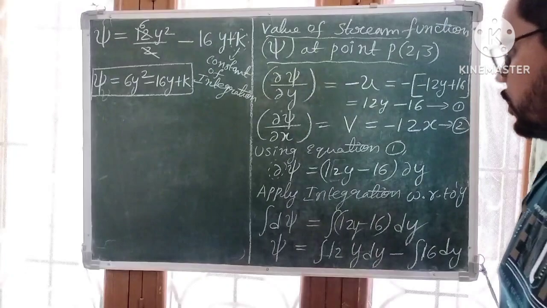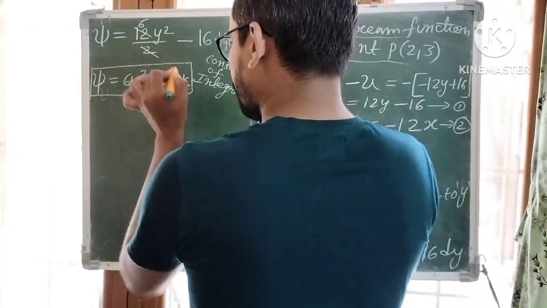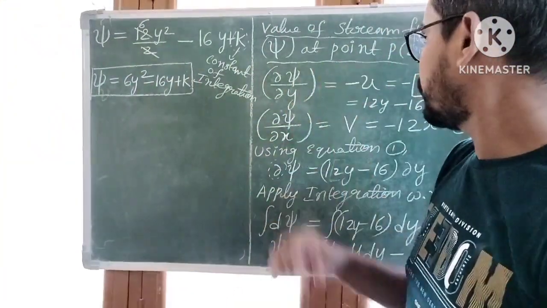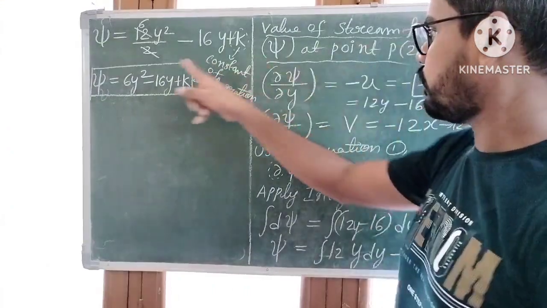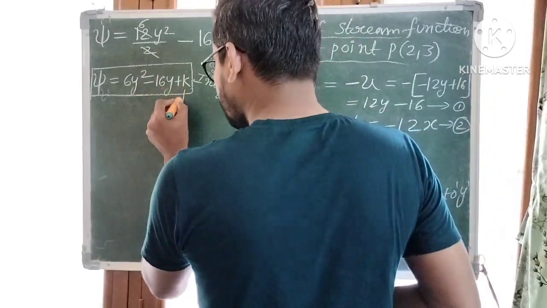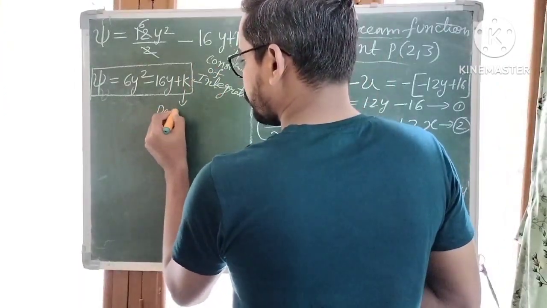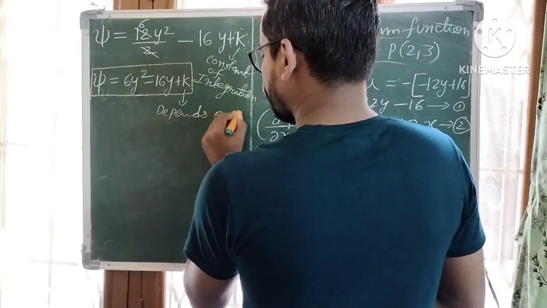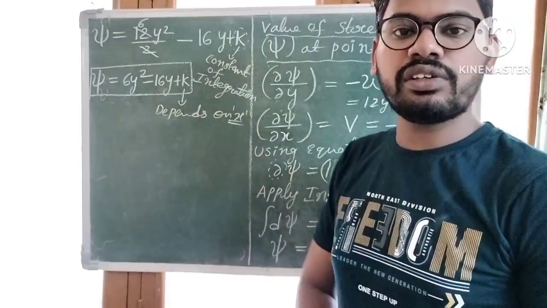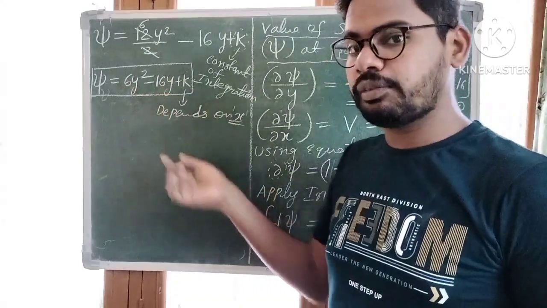Now we need to find the value of k, the constant of integration. Then we can find the value of this function at the point (2, 3). So at this point we need the psi value. First we need k. How do we get k? Remember, k is independent of y, but it depends on x, because k is a function of x.